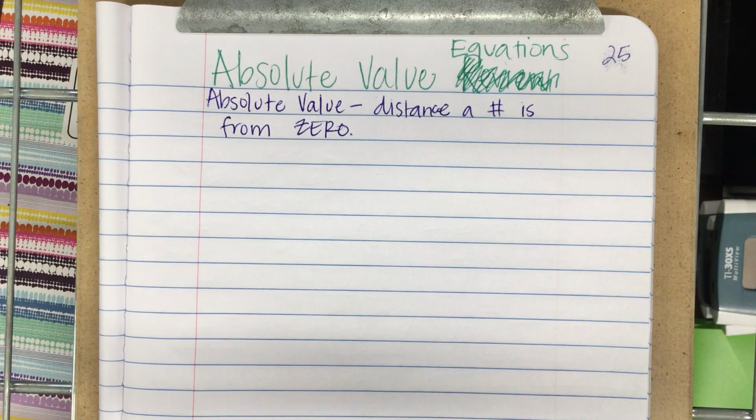Now, lots of people say, like, oh, Mrs. Long, it's always positive. Well, it's not always positive. It depends on the problem. But if you have a negative value, the absolute value of -5 is 5. And the absolute value of 5 is 5. It's the distance, the number of spaces it is from 0. Absolute value is a distance. It's the distance a number is from 0.